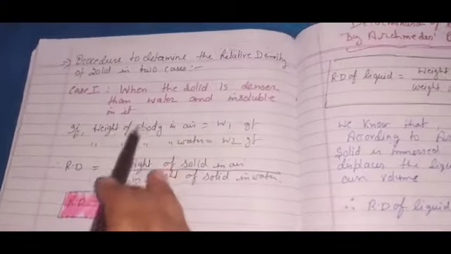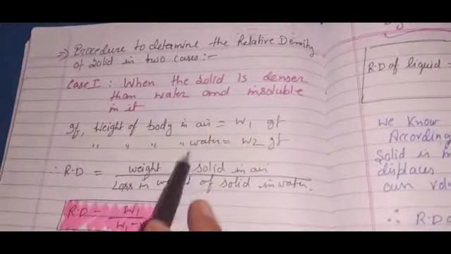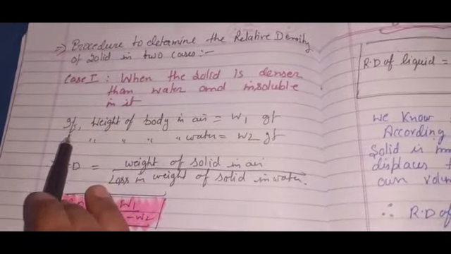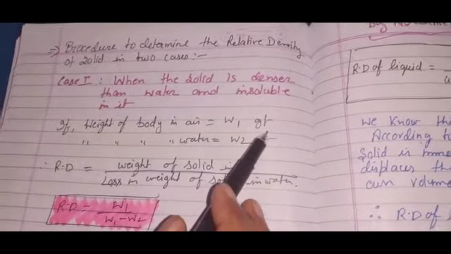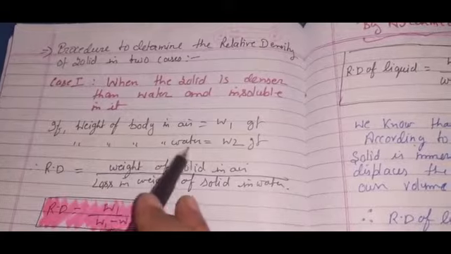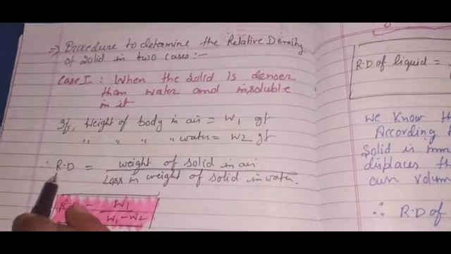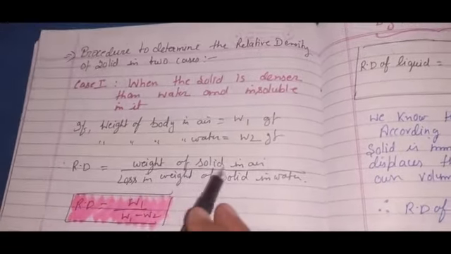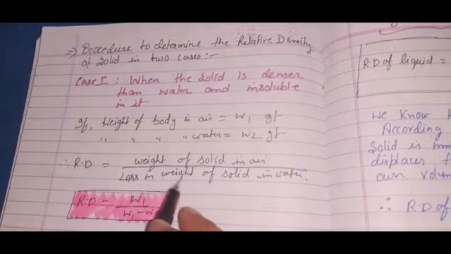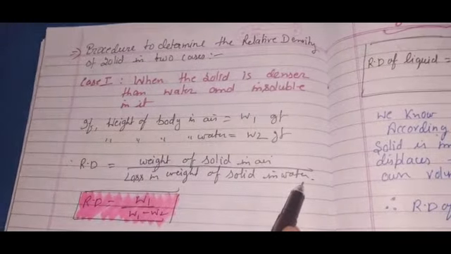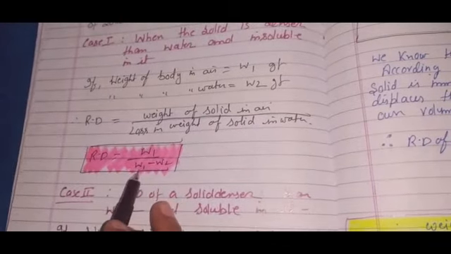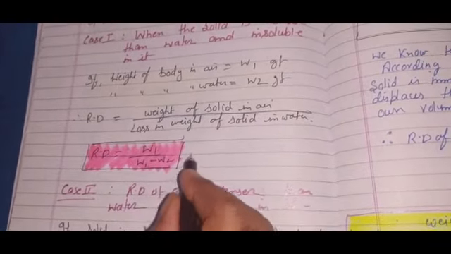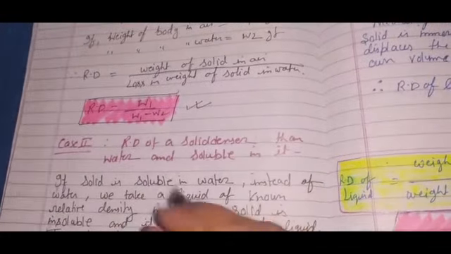Okay, I have already explained it, so in short I have written it, you try to understand what I have written. If the weight of the body in air is W1 gf and the weight of the body in water is W2 gf, then relative density is equal to what? It is the weight of the solid in air upon loss in weight of the solid in water. So in place of that, what are we writing? RD is equal to W1 upon W1 minus W2. I am not going to explain it more because I have already explained it in the last video also. Our main thing is this thing.